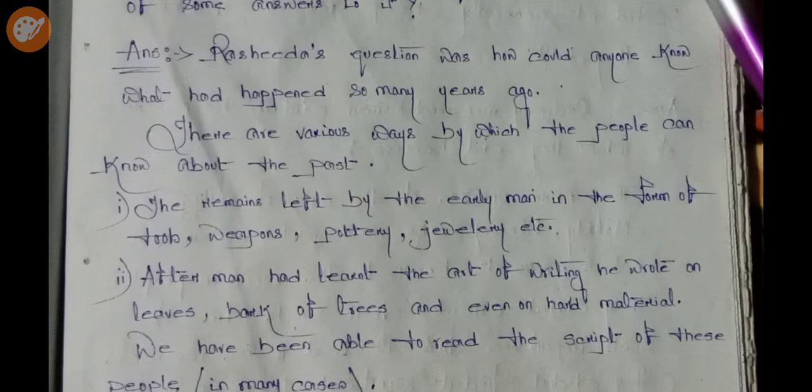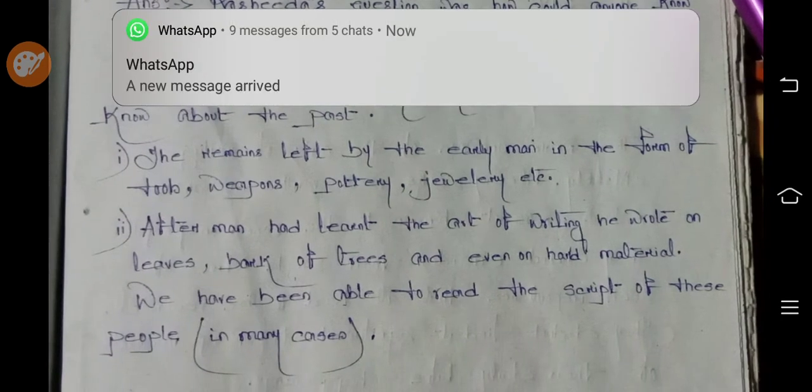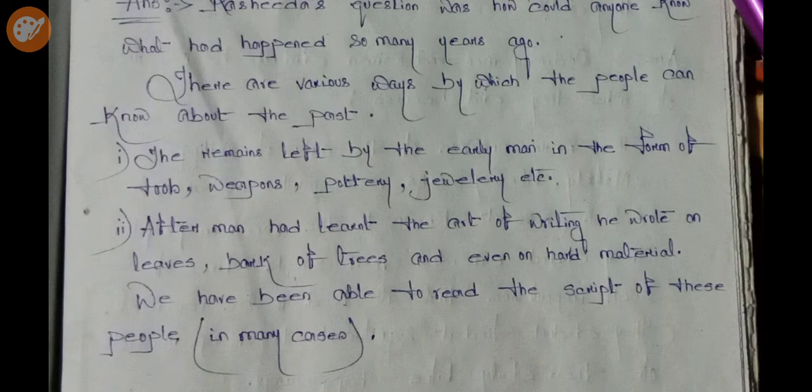So basically the answer may be, there are various ways by which people can come to know about the past. Number one is the remains left by early men in the form of tools, weapons, pottery, jewelry, etc. Number two, after men had learned the art of writing. So when men started getting civilized, they learned how to write. They wrote on leaves, bark of trees, and even on hard material. We just did one difference between the inscriptions and the manuscripts.